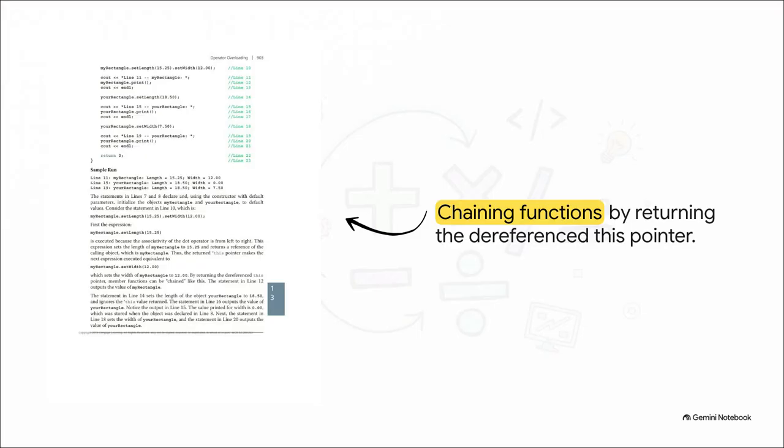And here is the exact payoff of doing that. By having our functions return the dereferenced this pointer, which is just an asterisk right in front of the word this, you can actually chain commands together. You can set the length and then immediately set the width of a rectangle, all in one single fluid line of code reading from left to right. The first function finishes, returns the object itself, and just passes it right along to the next function.